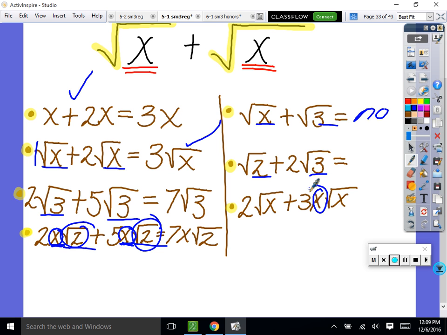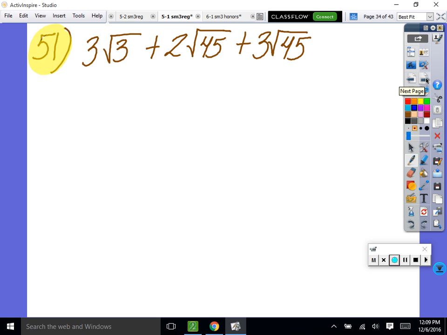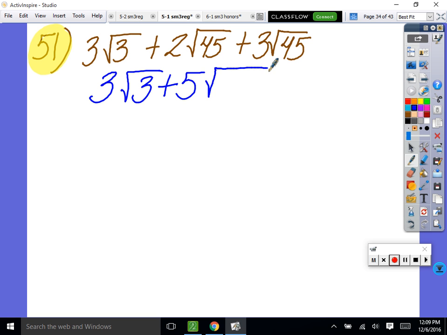Okay. Here we go. 51. 3 square roots of 3 plus 2 square roots of 45 plus 3 square roots of 45. Let's combine what we can right here, right now. So we have 3 square roots of 3 plus how many square roots of 45? 5 square roots of 45. Yep, 5 square roots of 45. Does everybody see why? Yeah.